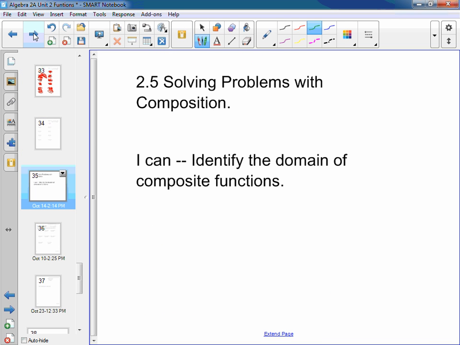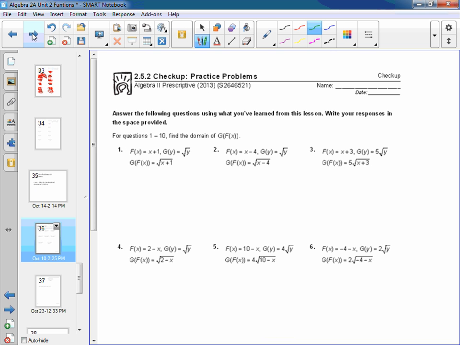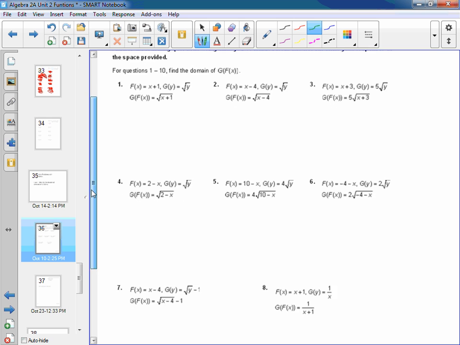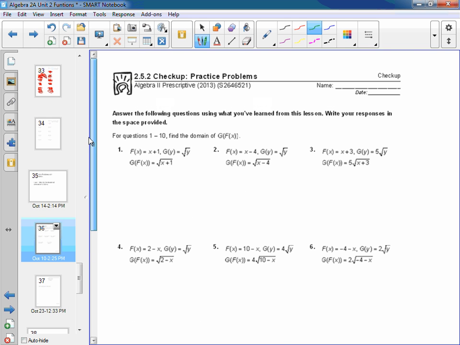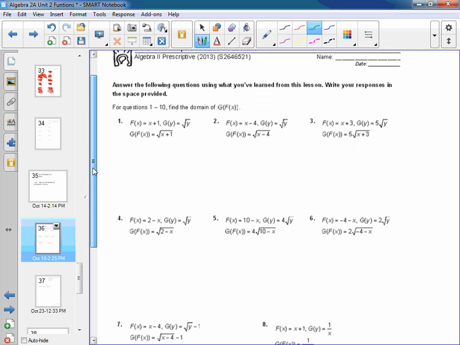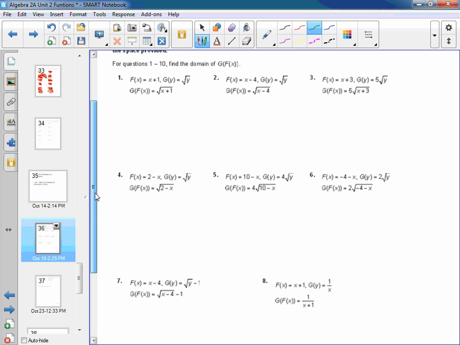All right, so you're going to be able to identify the domain of composite functions. So again, either print this off on Apex or come see me and get the checkup, the practice problems. And what we're trying to do in this section is find the domain, or find the input, for composite functions, g of f of x. So if this is g of f of x right here, we want to know what values can be in the domain. And if you remember, domain is the input, or the values you can put in.